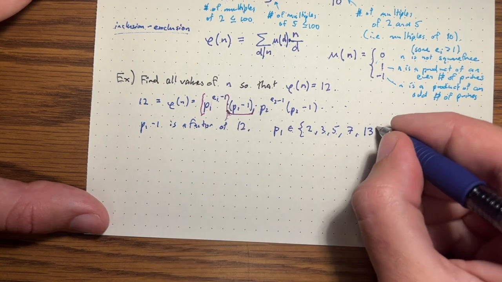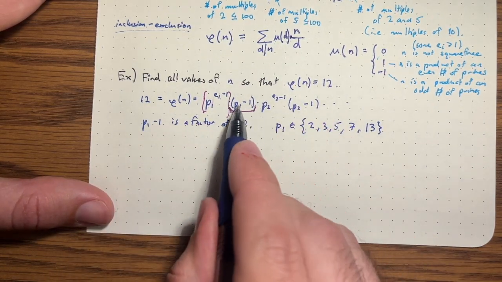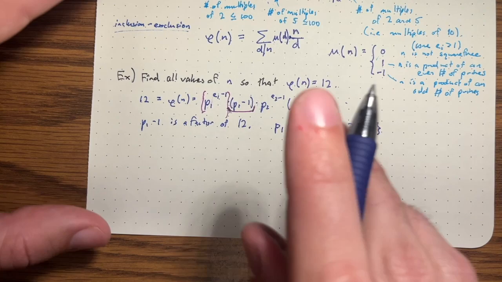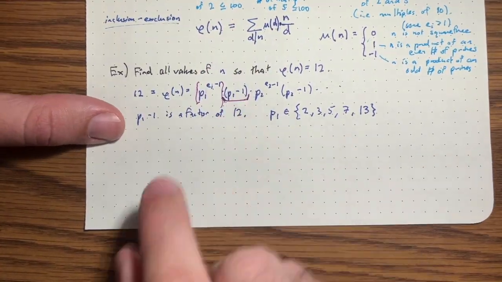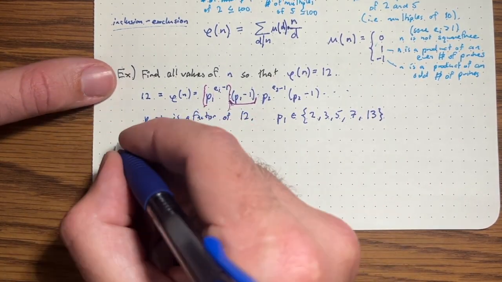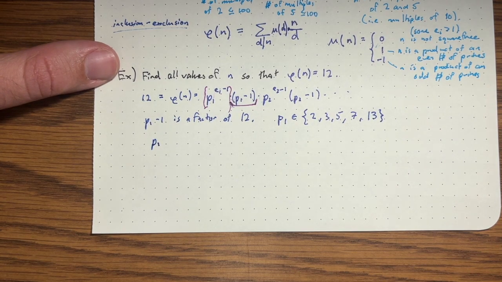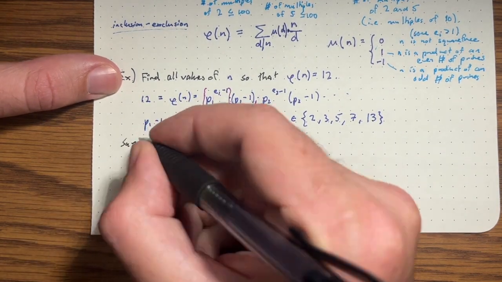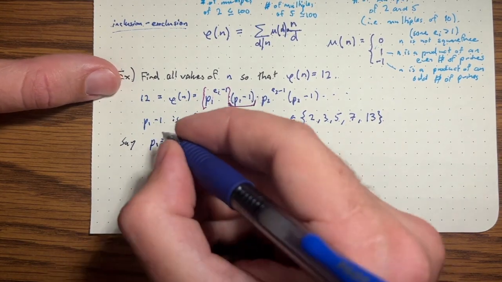Maybe that's our first case actually. Yeah, this could be 12 itself, right? None of the rest of the formula could be there. So let's actually start with that. So P1 could be 12. So yeah, let's say, sorry, not 12, 13. One more than 12. P1 could be 13.